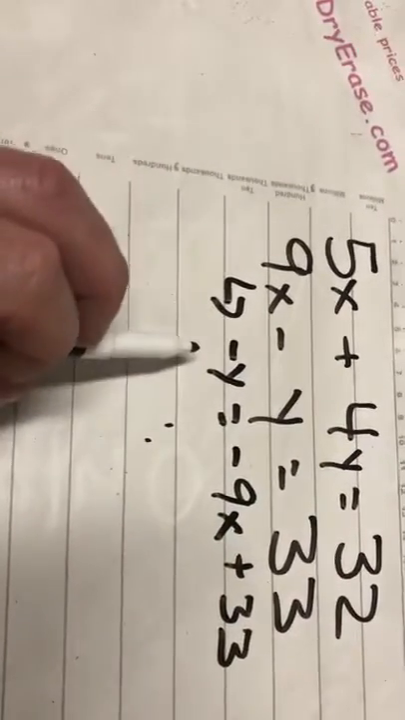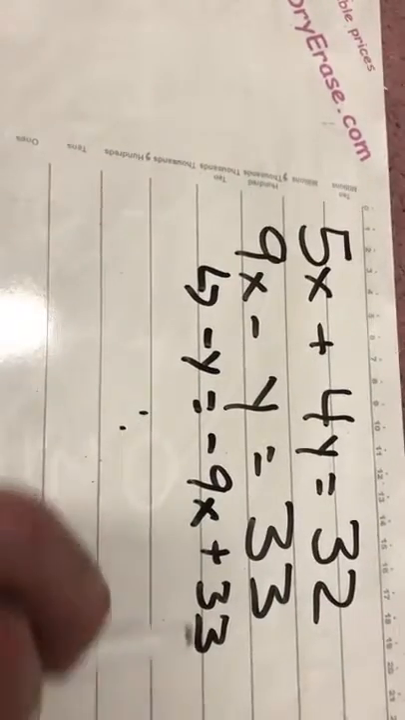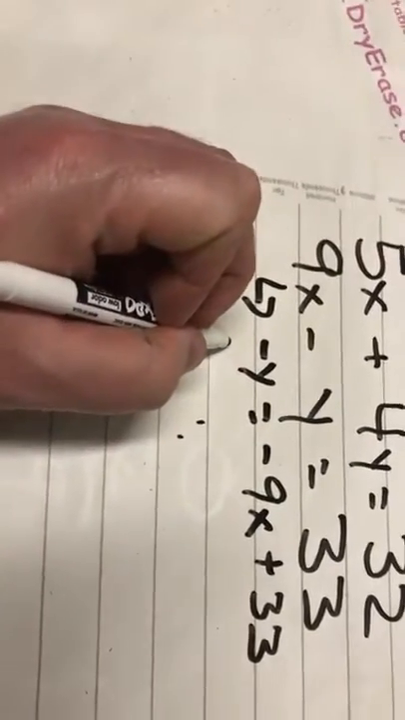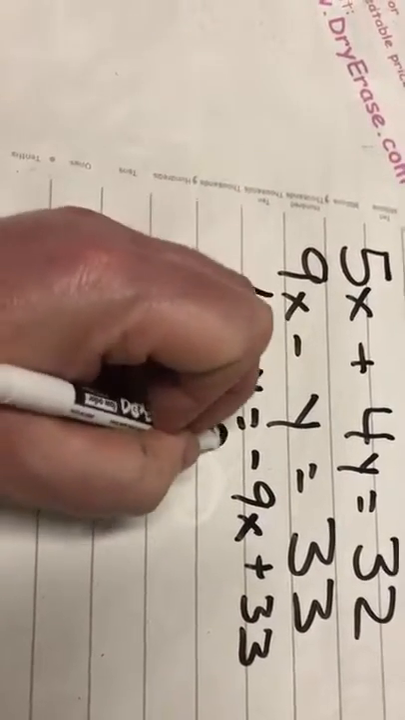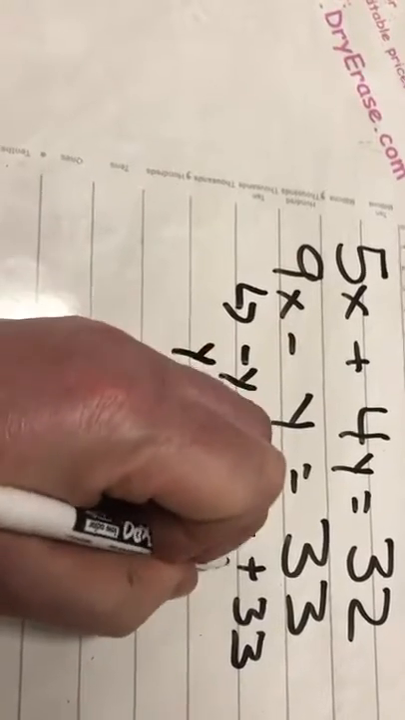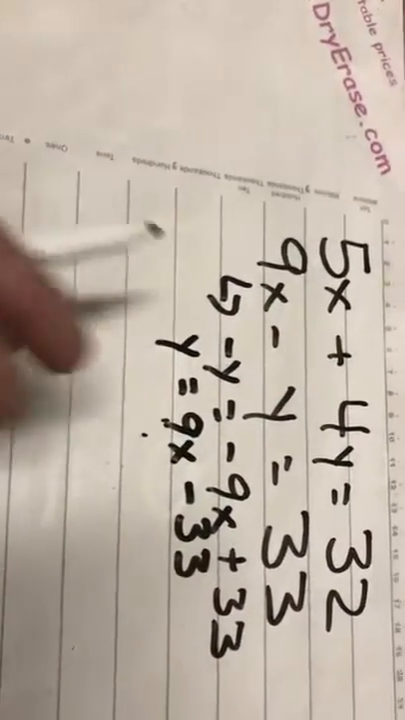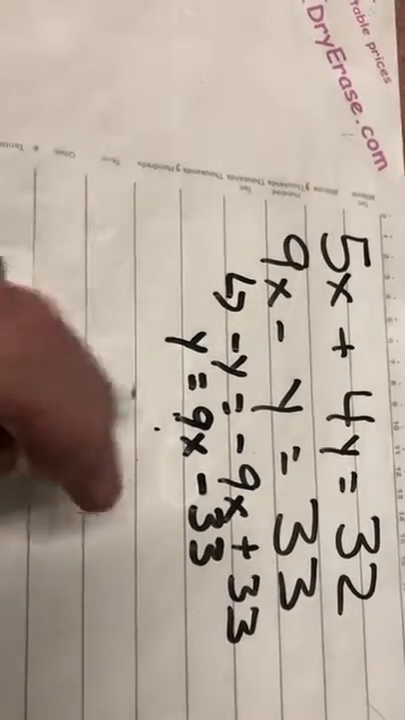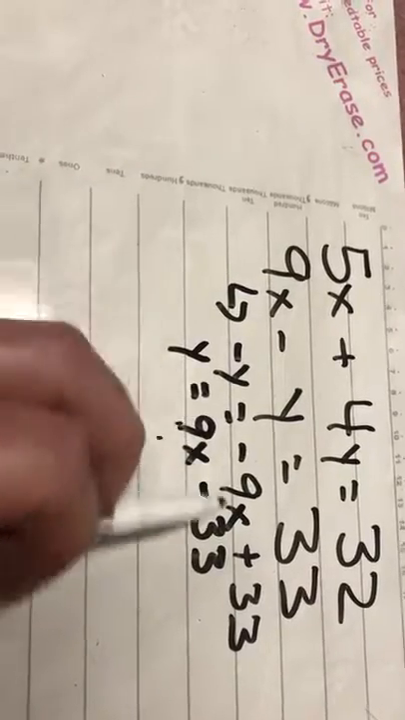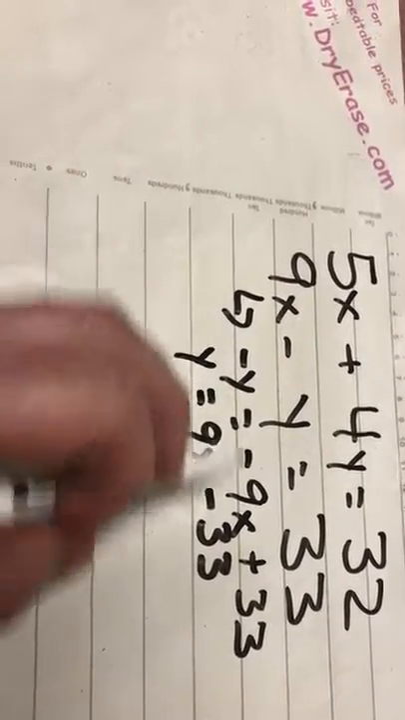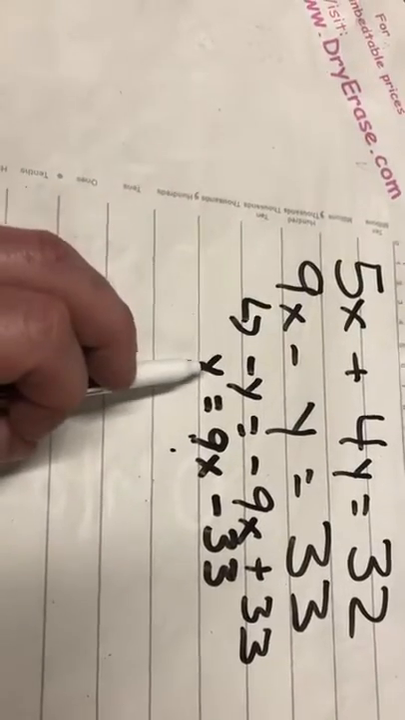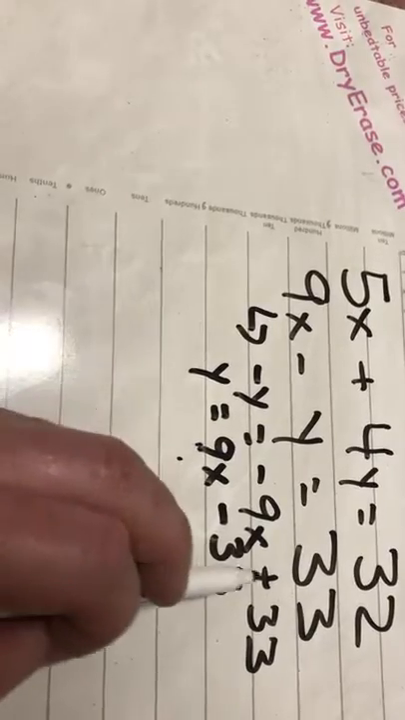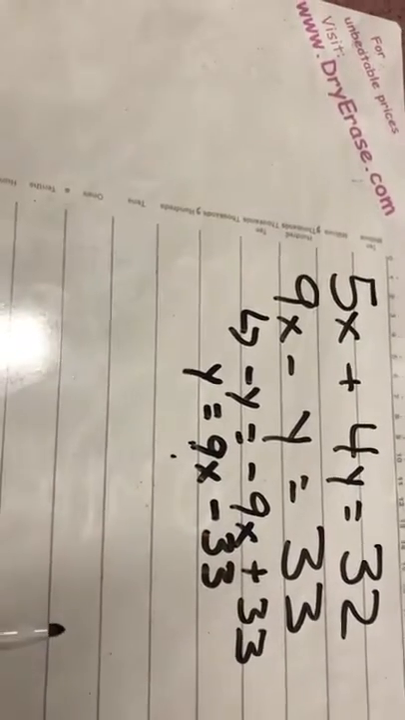But I don't want negative y, I want positive y. So I'm going to multiply this whole thing by negative 1, and that's going to change the signs. So it's going to become y equals 9x minus 33. Multiply everything by negative 1, isolating y. Negative 1 times negative y is y. Negative 1 times negative 9x is positive 9x. Negative 1 times positive 33 is negative 33.